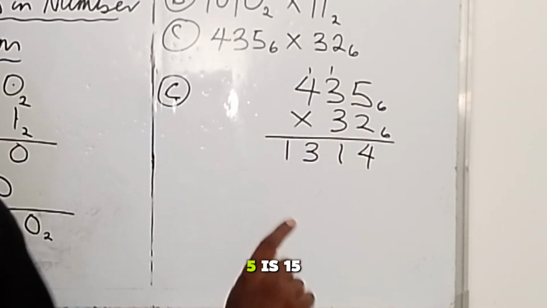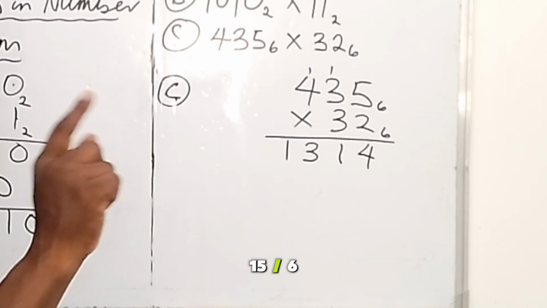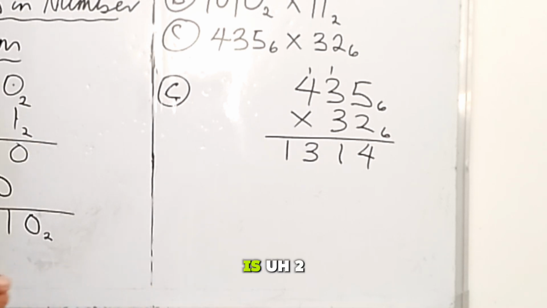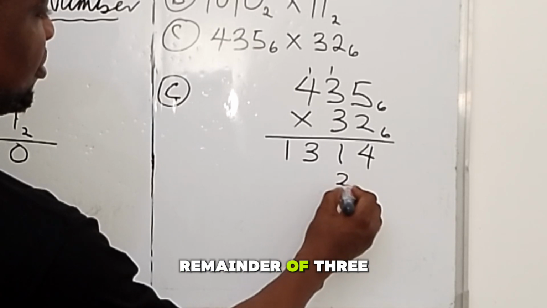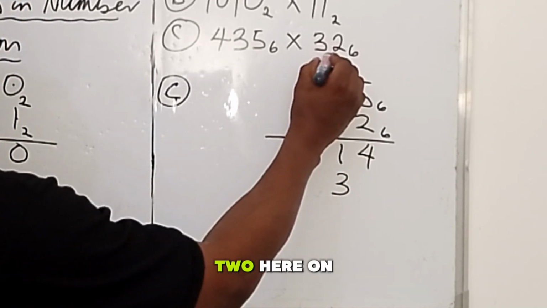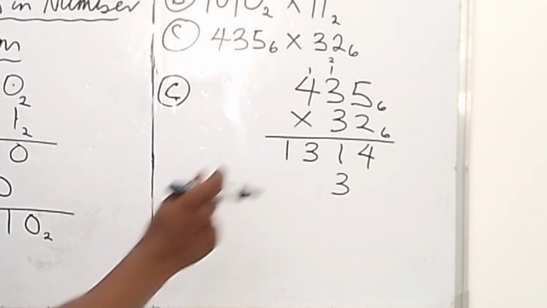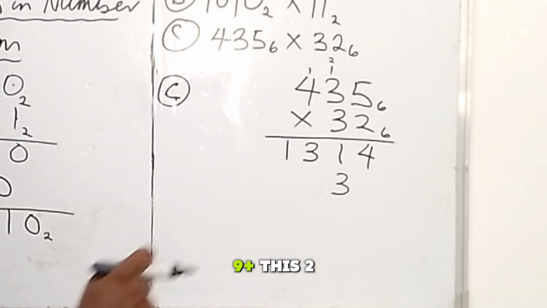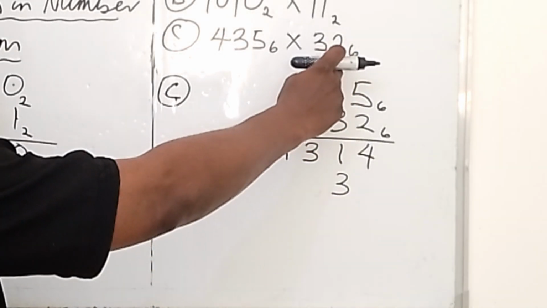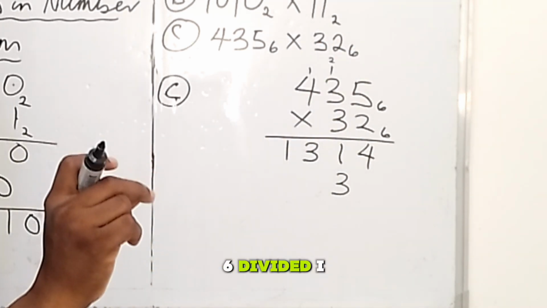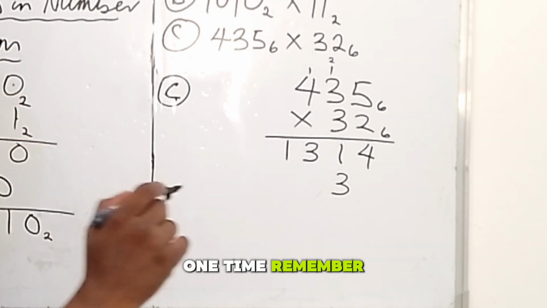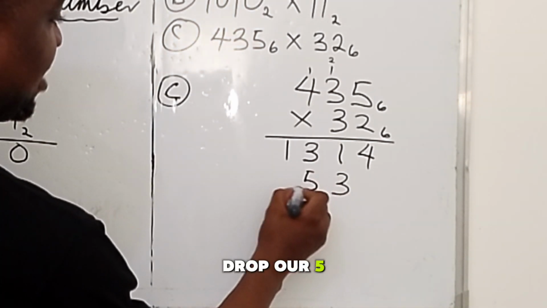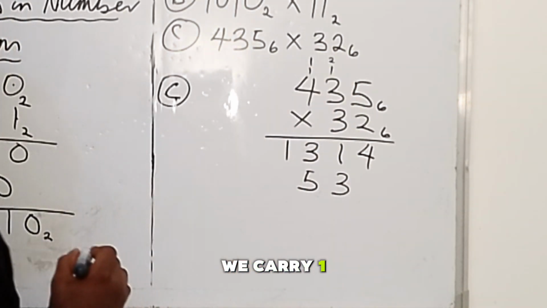So 3 times 5 is 15. 15 divided by 6 is 2 times. Remainder what? 3. So that's what we have here. We drop that remainder of 3 and we have 2 here on top. 3 times 3, 9. Plus this 2, 11. 11 divided by 6, we have 1 time. Remainder what? 5. So we drop our 5 remainder here and we carried 1.